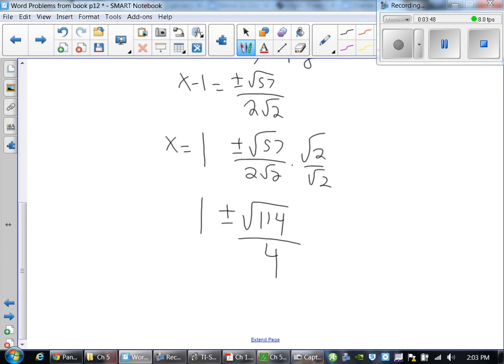Rationalize. What's 2 root 2 over 2 root 2? 1. What I'm doing is I'm multiplying it by a form of 1 to get rid of the radical. That's it. Yeah, but then you have that scalar you have to simplify out later.